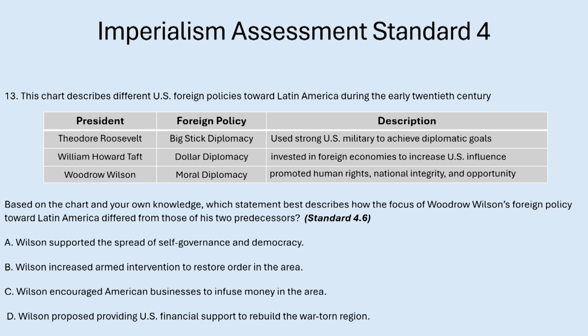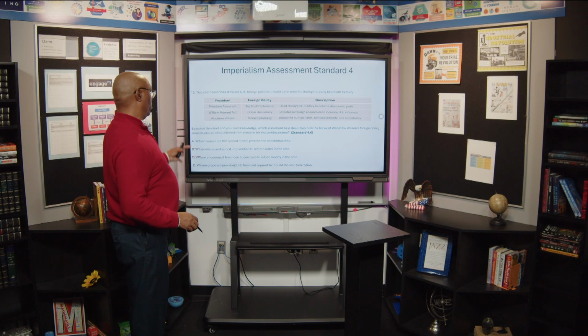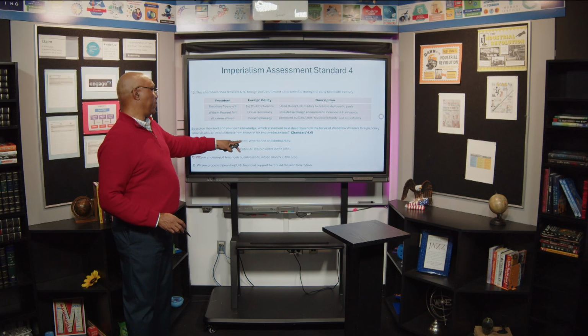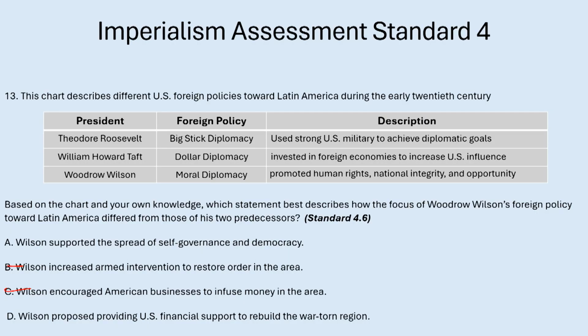Wilson increased army intervention to restore order. Wilson encouraged American business to infuse money in the area. Wilson proposed providing U.S. financial support to rebuild the war-torn region. We supported the spread of self-governance and democracy. So, can't be this. Can't be this. So we have A or D that we have to choose from. Which, Wilson supported the spread of self-governance and democracy? Yes. Wilson promotes providing U.S. financial support. That sounds more like dollar diplomacy. Best answer is A.